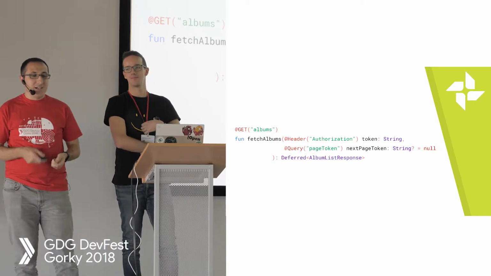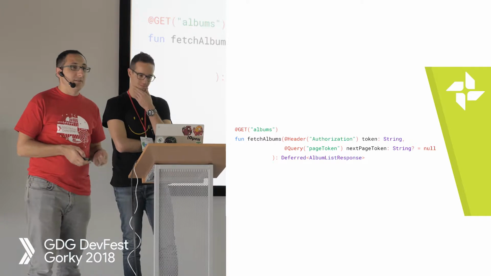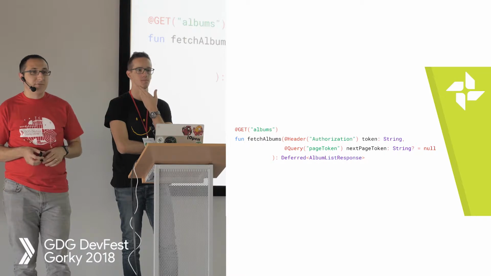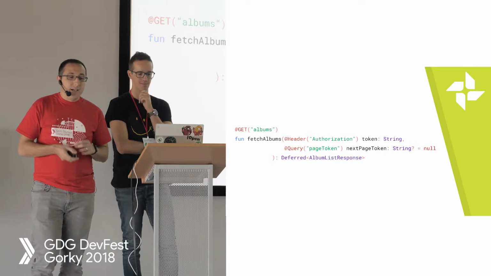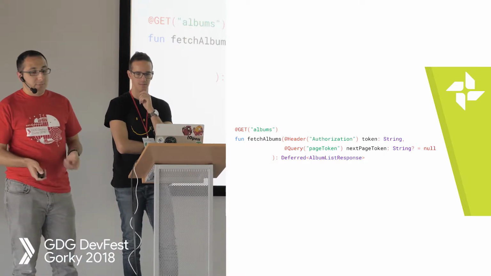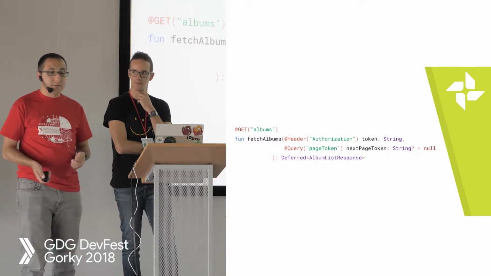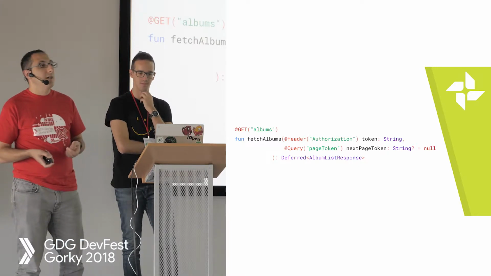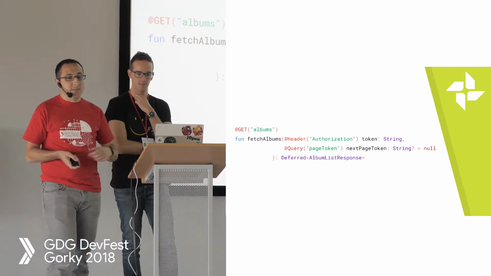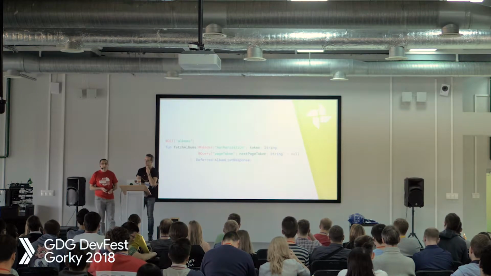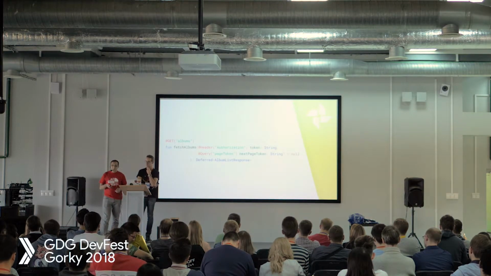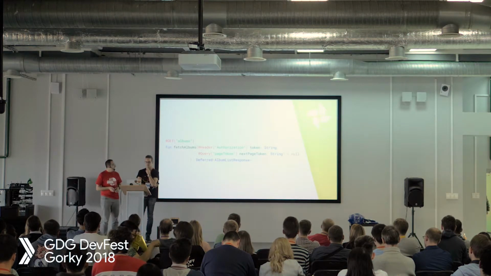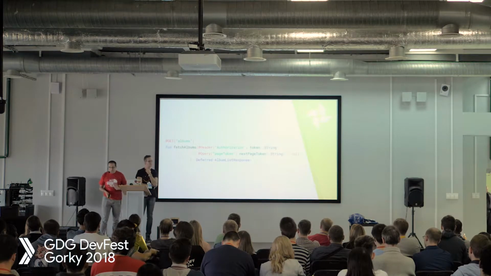So, this is a normal Retrofit function, and I suppose that every Android developer uses Retrofit for REST calls. What you have to send over is simply the authorization header, which contains not only the token, but also a standard prefix that we added earlier. But I mean, it's just a string. And there is the page token query. And this is actually pretty interesting.